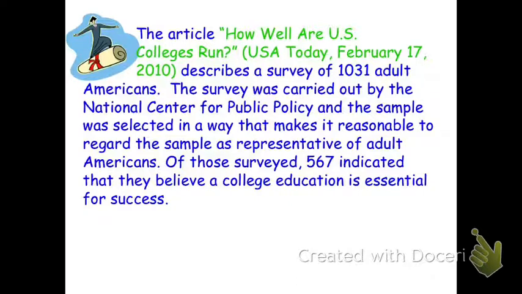Okay, so what I want us to do, do you have this filled out in your notes or is it blank? Go to the next page. This is from the slide talking about how well our U.S. colleges run. It describes a survey of 1,031 adult Americans. The survey was carried out by the National Center for Public Policy, and the sample was selected in a way that makes it reasonable to regard as representative. Of those surveyed, 567 indicated that they believe a college education is essential for success. And it's asking me to create a 95% confidence interval on the next slide.